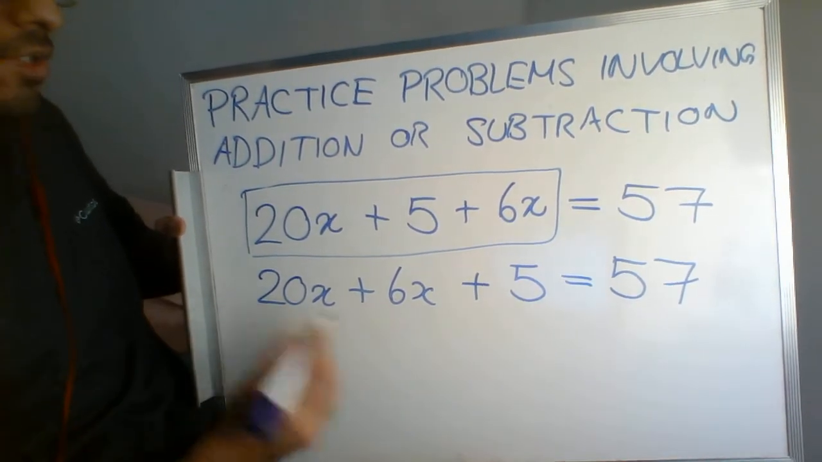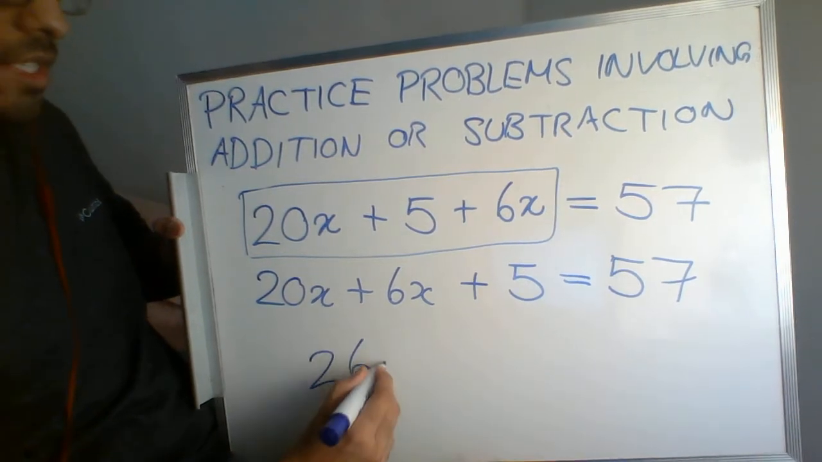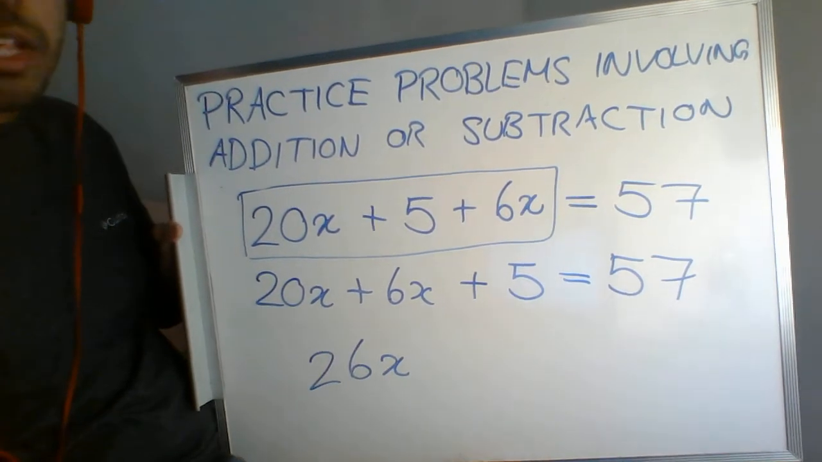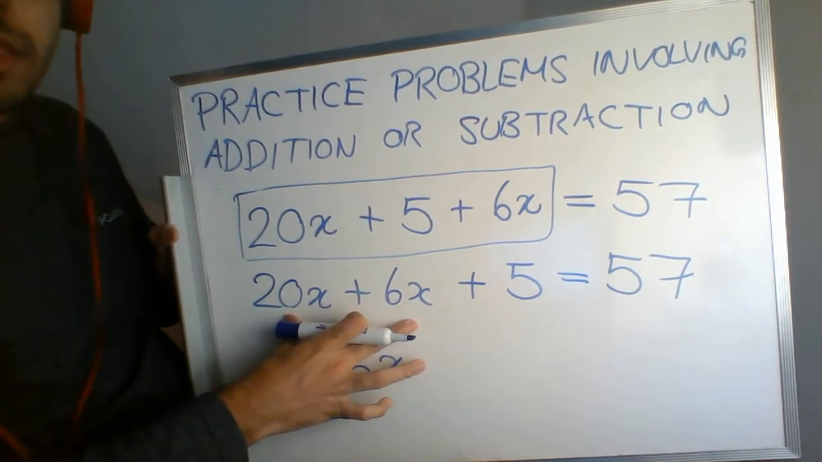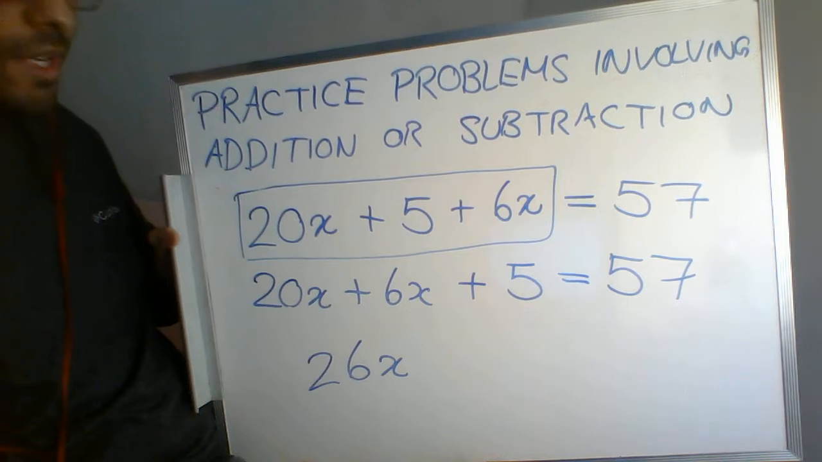So we had 20 x's to start and 6 x's over there. So when we add those together, we'll get 26x. That's what we get from adding these two terms together. So 20x plus 6x is going to give us 26x.